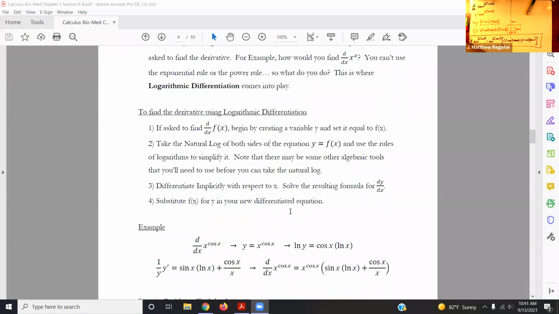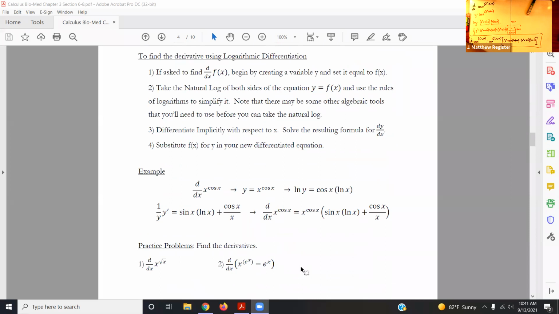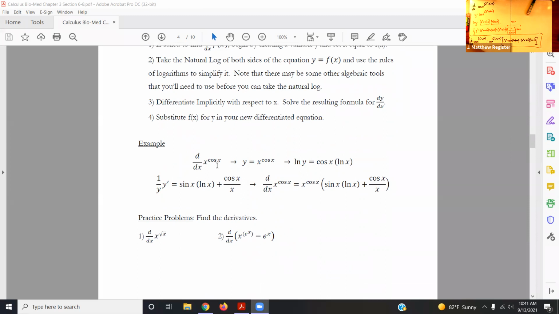There we go. Here's some more examples. Honestly, I think the examples we just did were pretty dang good. And so we're probably good just with those. And here's one which is completely worked out. Let's make sure I did it right, because I don't trust my work. d dx of x to the cosine of x is x to the cosine of x, which gives ln of y equals cosine of x ln of x.